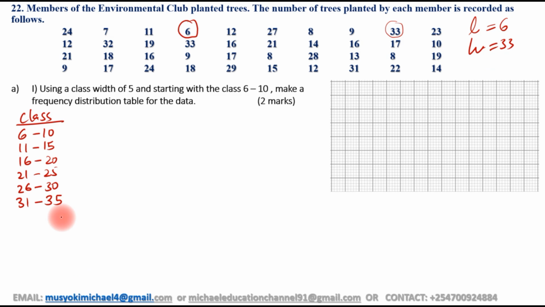The other thing we need to do is to count and tally all the data, and then we will easily be able to get the frequency. So we can start with 24. There's one time.